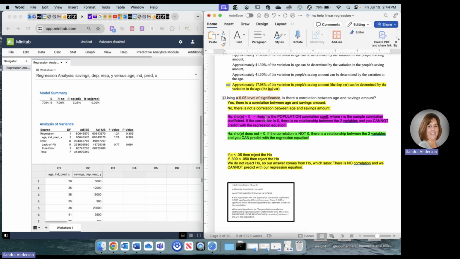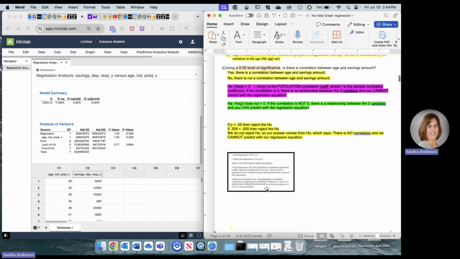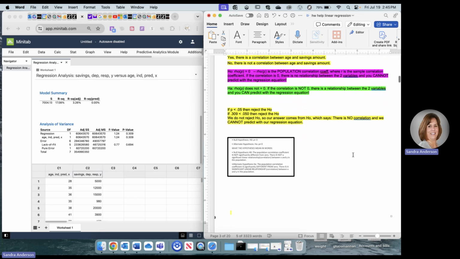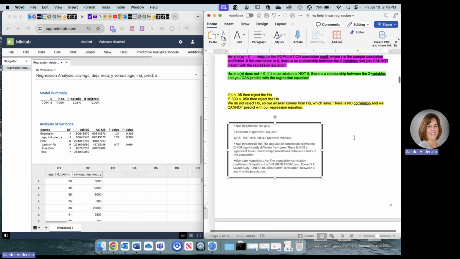That means our answer comes from the null in purple up here, which says there is no correlation and we cannot predict with the regression equation. This little box I've made up helps you with that as well. So we don't reject H0, we answer with our H0, and there's no correlation. We cannot use our regression equation. This little box should help you with the null hypothesis and alternate hypothesis for these problems.